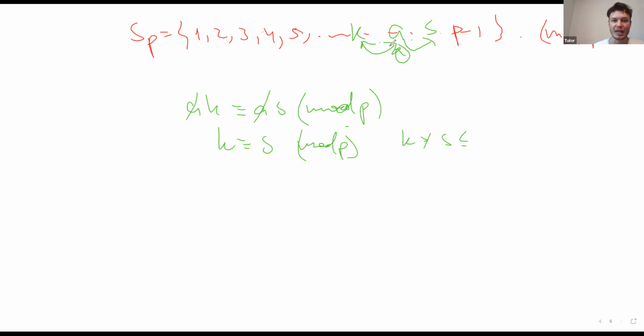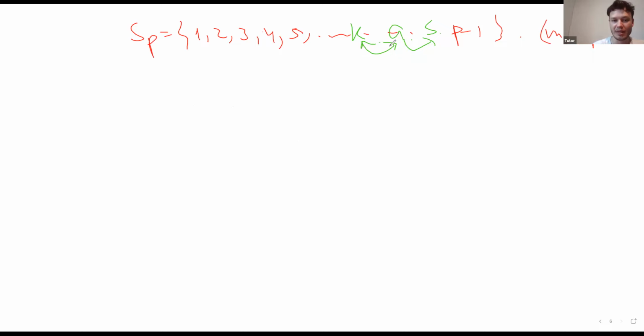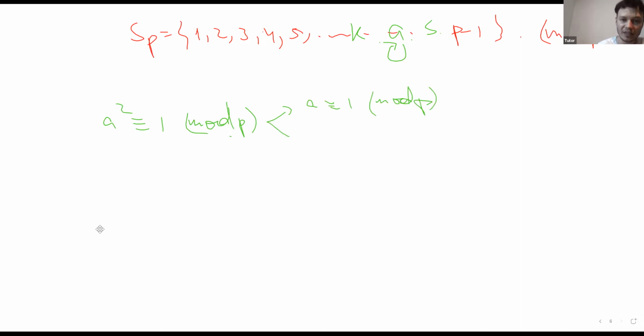Now, the question is, can A be its own modular inverse? So the question is, can you have A squared congruent with 1 mod P? Well, we know that if this is the case, I can take the square root. So there's two options. A is going to be congruent with 1 mod P, or the second option is that A is going to be congruent with minus 1, which is basically congruent with P minus 1 mod P.